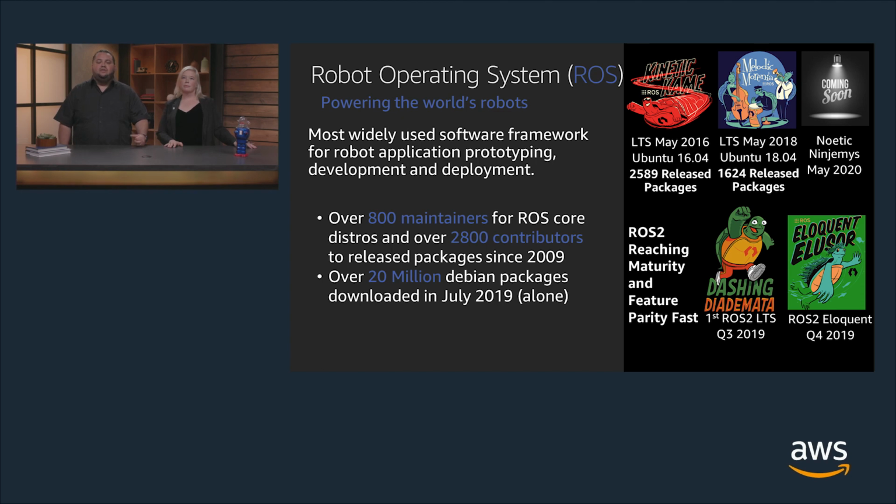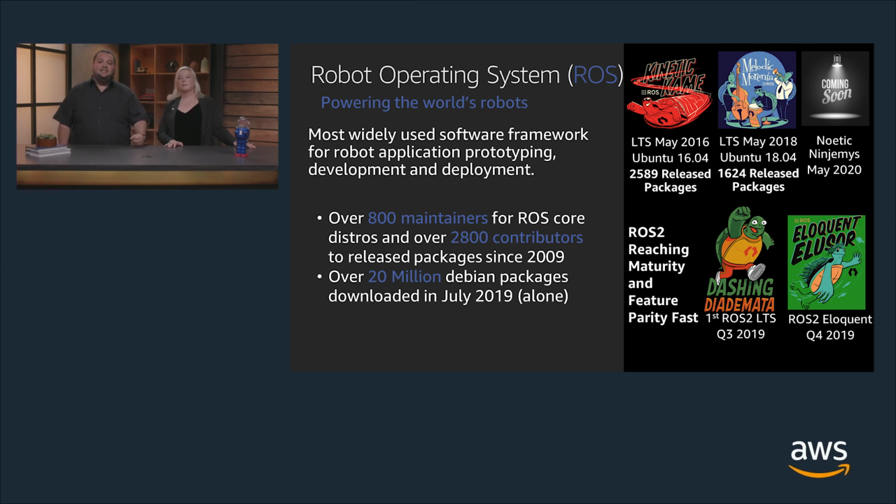ROS Indigo in 2014 marked the first long-term support version of ROS, which reached nearly 3,000 binary packages deployed against that distribution. Today we have ROS Kinetic and ROS Melodic built and deployed around Ubuntu 16.04 and 18.04. And next year, in May, we'll have ROS Noetic, which would be the last long-term support version of ROS 1.